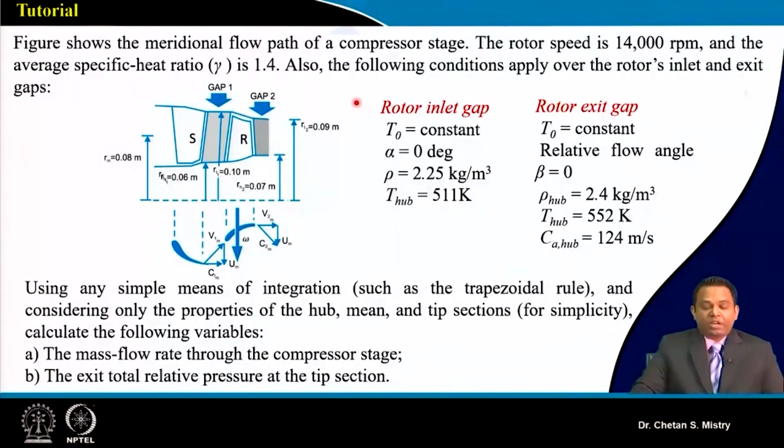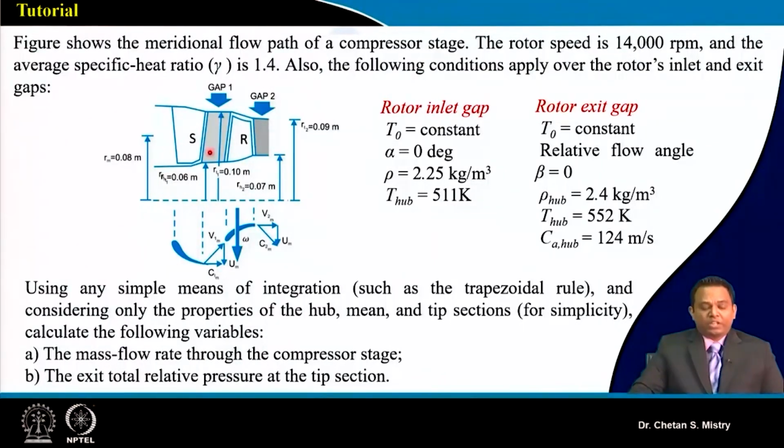The information available at the rotor inlet gap is: my total temperature is constant, my inlet absolute flow angle is 0, density is 2.25 kg per meter cube, and static temperature at the hub is 511 Kelvin.